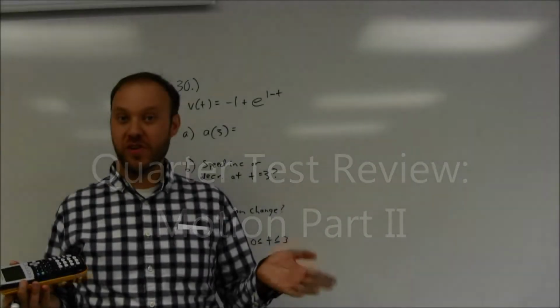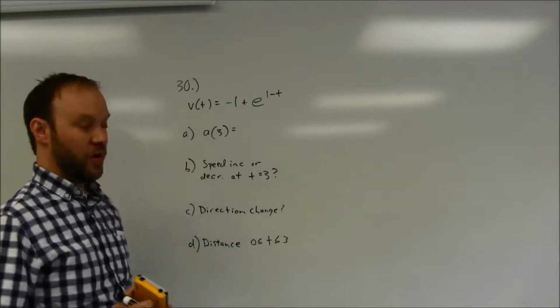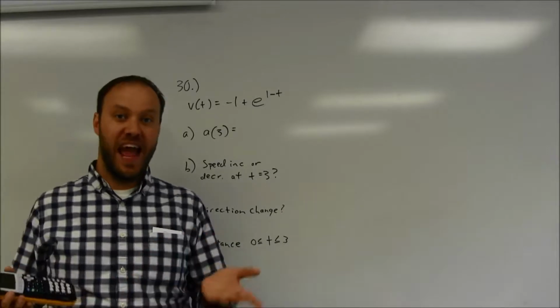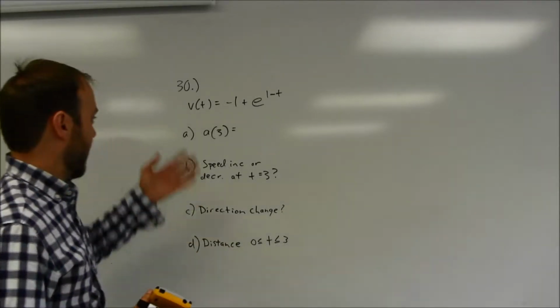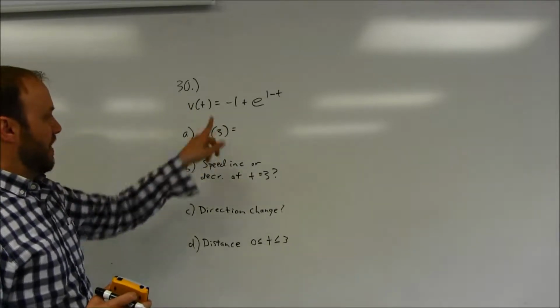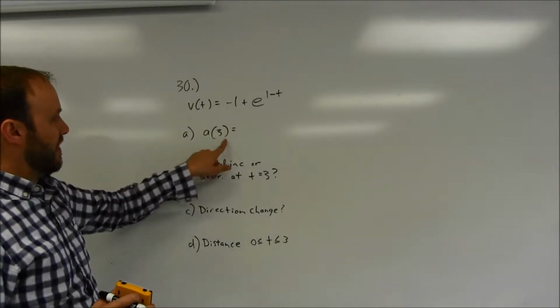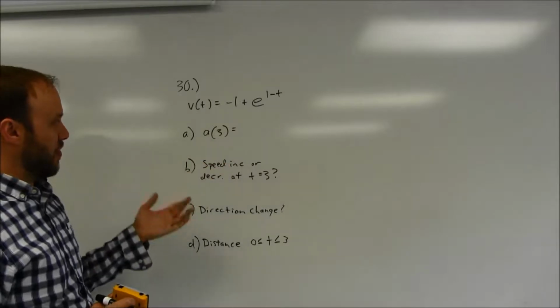I'm going to go through the solution to problem number 30 from the quarter test review. This is an actual free response question from an AP exam. I don't remember what year, but anyway, this is one of the released items. They give you a velocity function. They ask you to find the acceleration when t is equal to 3.